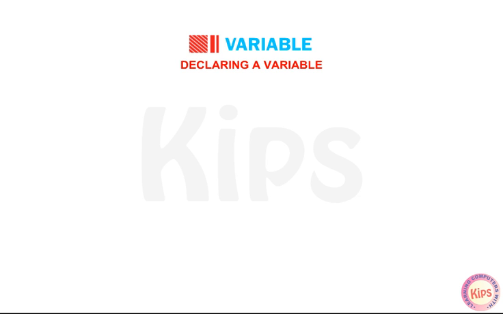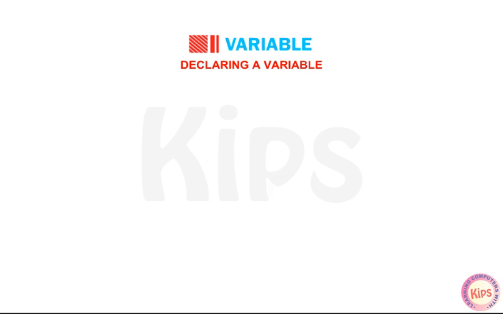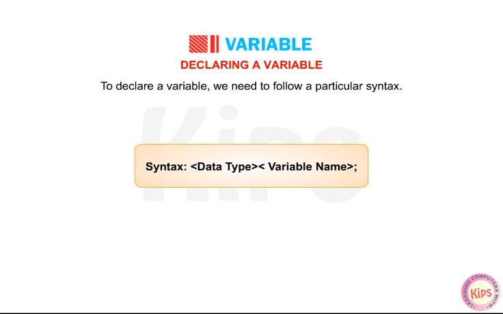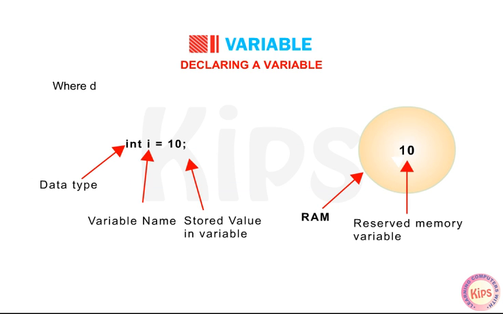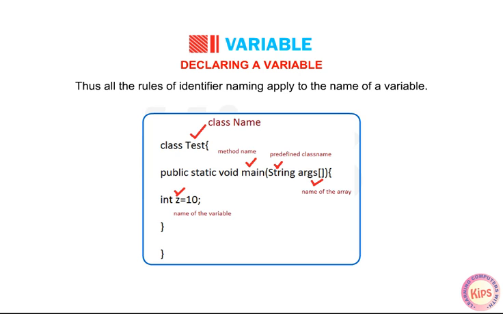Declaring a variable. Before we use a variable in Java, we need to declare it. To declare a variable, we need to follow a particular syntax. Syntax: data type, variable name. Where data type can be any Java data type and variable name is an identifier. Thus all the rules of identifier naming apply to the name of a variable.